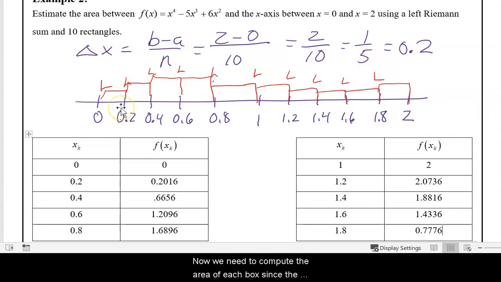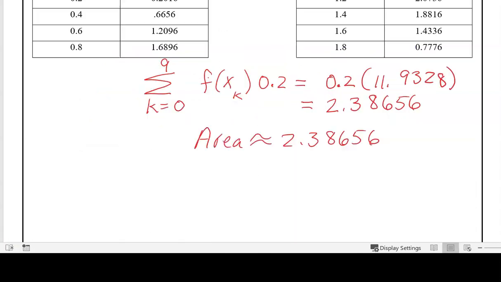Now we need to compute the area of each box. Since the width of each box is 0.2, we will multiply each of these values by 0.2 and add them together. Conversely, you could also add these all together and then multiply by 0.2. Pause the video again, do the multiplication, and see if your answer matches mine. When I did the calculation, I got approximately 2.38656. This is an approximation for the area under the curve between it and the x-axis.